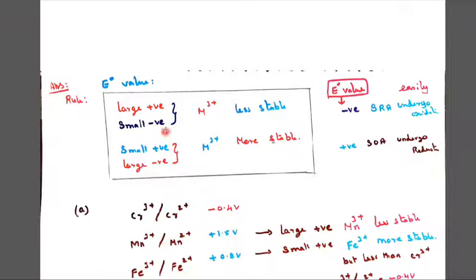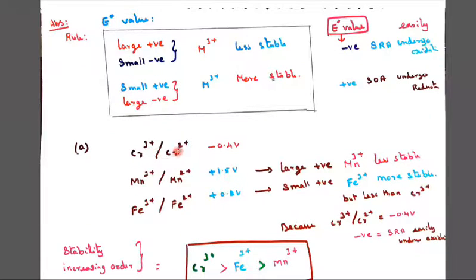Here the thing is the E naught value. Again I have written the rule: large positive and small negative means M3+ is less stable and M2+ is more stable, and small positive and large negative means M3+ is more stable. If the E naught value is negative, it is a strong reducing agent, and strong reducing agents undergo oxidation. Positive means a strong oxidizing agent, which undergoes reduction.